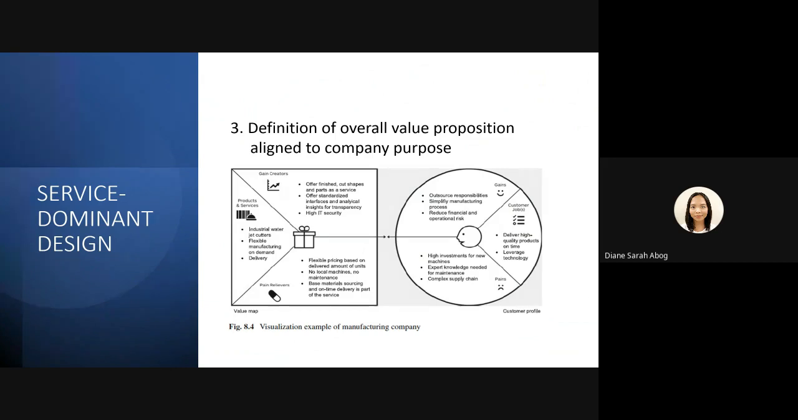So the third step is value proposition. The definition of the overall value proposition aligned to the company's purpose. Individually tailored value propositions can be defined for each relevant stakeholder, visualized using the value maps of the value proposition canvas. The figure presented here shows the customer profile on the right and one corresponding value map that results from the value proposition component of the service dominant design on the left for the manufacturing company stakeholder. This includes the definition of the overall value proposition aligned to the company purpose, as well as the definition of guidelines and criteria all value propositions must adhere to.